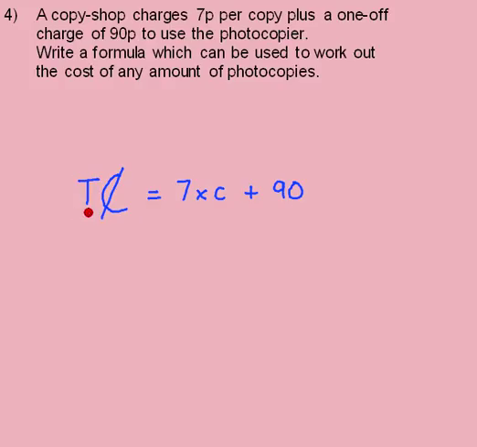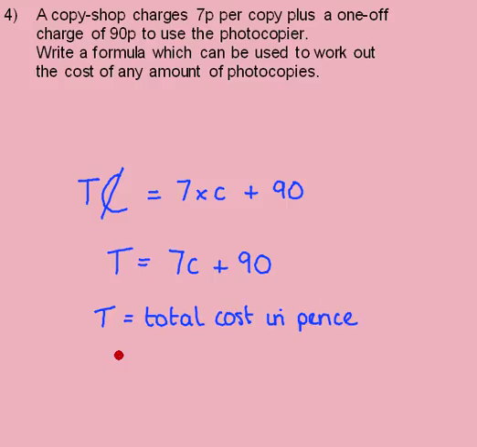Now I can make this a bit neater. The total cost is 7C instead of 7 times C, plus 90. That's the formula done. Now I need to say what the letters mean. So T is the total cost in pence, and C is the number of copies. Now the formula's finished.